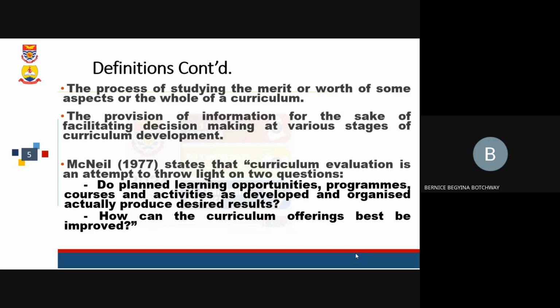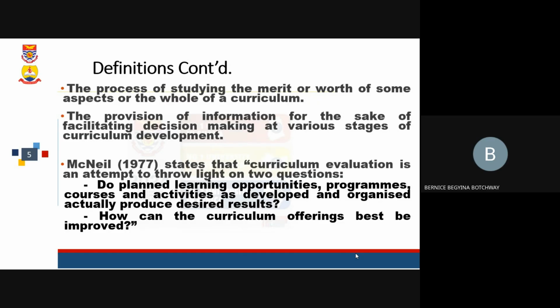McNeil also states that curriculum evaluation is an attempt to throw light on two questions. The first one is, do planned learning opportunities, programs, courses, and activities as developed and organized actually produce the desired results? The second one is, how can the curriculum offerings be best improved? So in evaluating the curriculum, these are the two questions that they ask themselves.